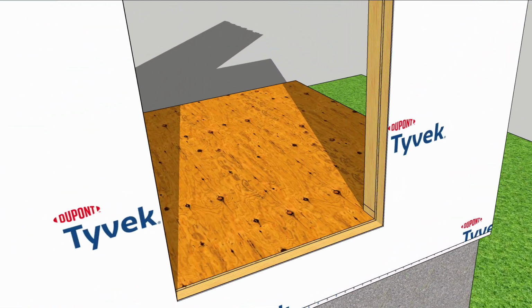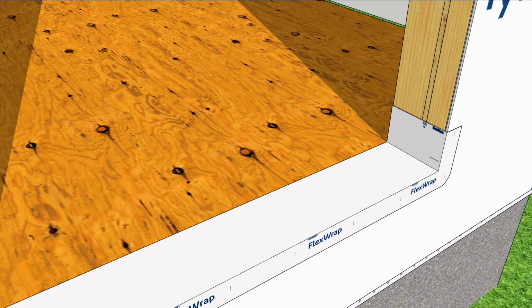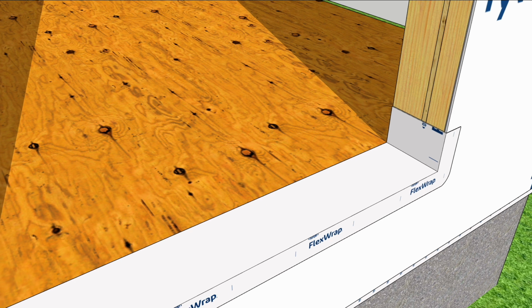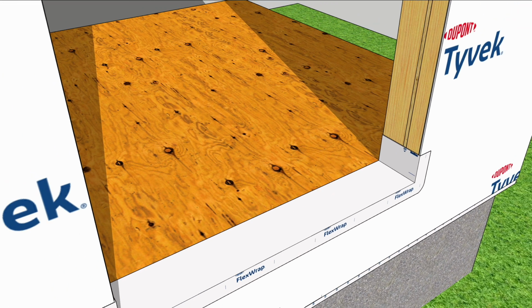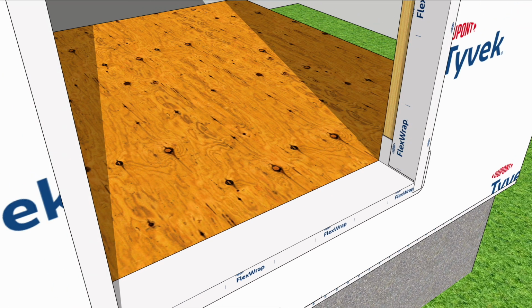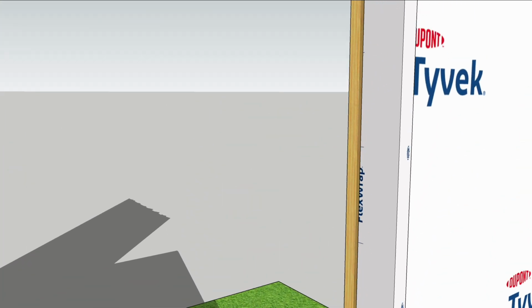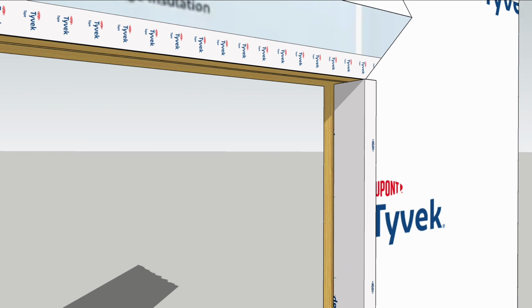Apply a sill flashing at the bottom using flexi wrap to go up the jambs, down and out of the opening. Continue sealing all the layers with jamb flashing. Notice that the flashing extends from the Tyvek all the way back to the stud, sealing all the layers.